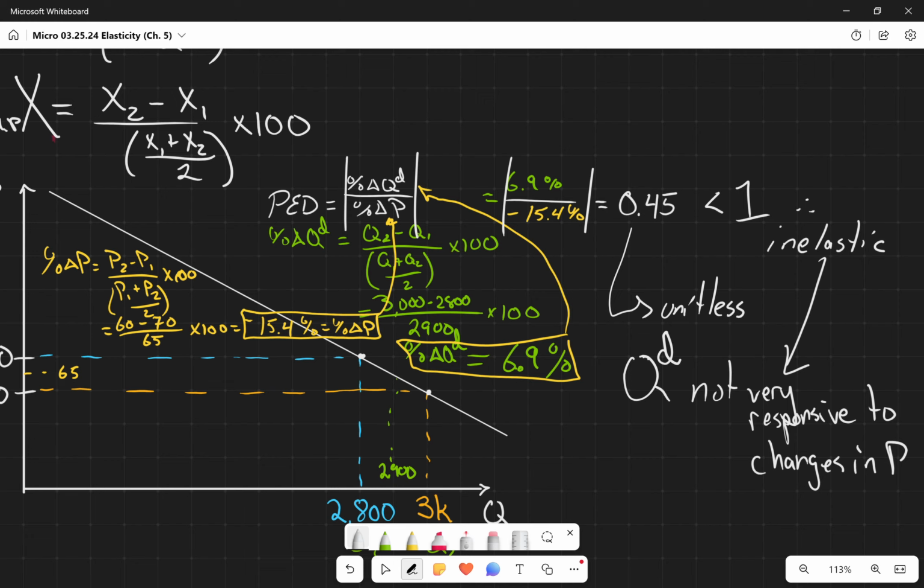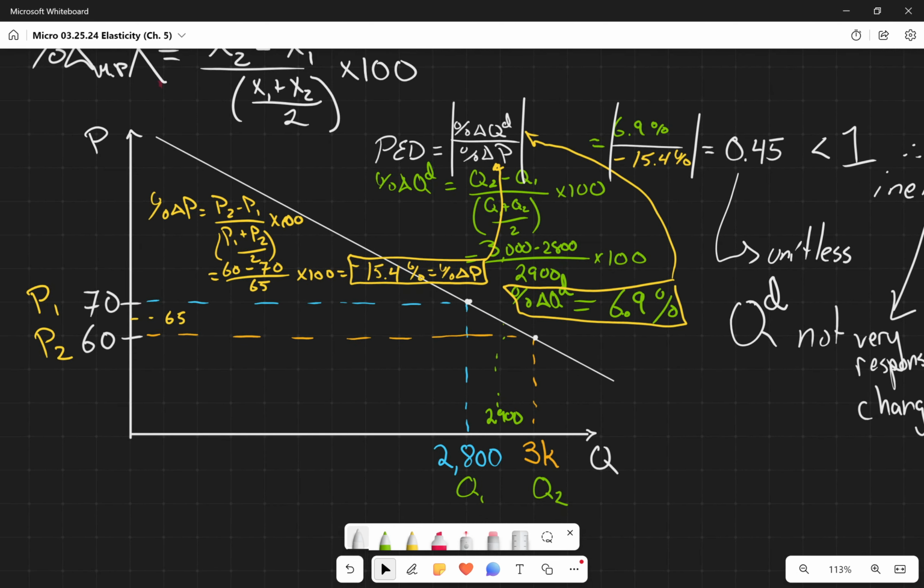Questions on our example and how to calculate using some points on a demand curve? How did you choose which was the new price and old price? Does it not matter or what? It does not matter. Yeah. No, very good. So yeah, we can absolutely do this.